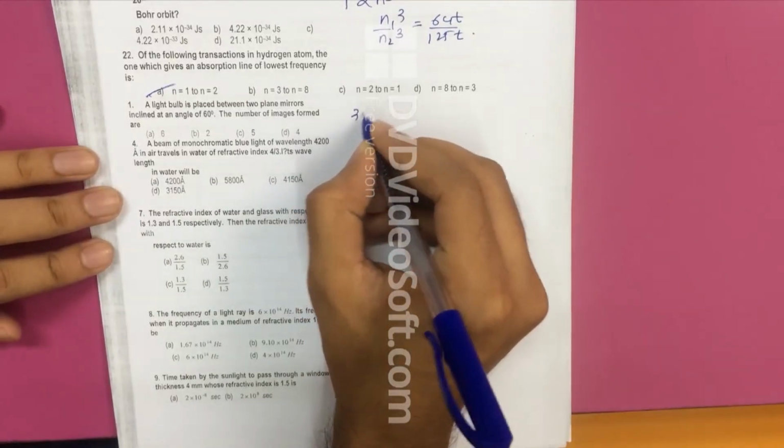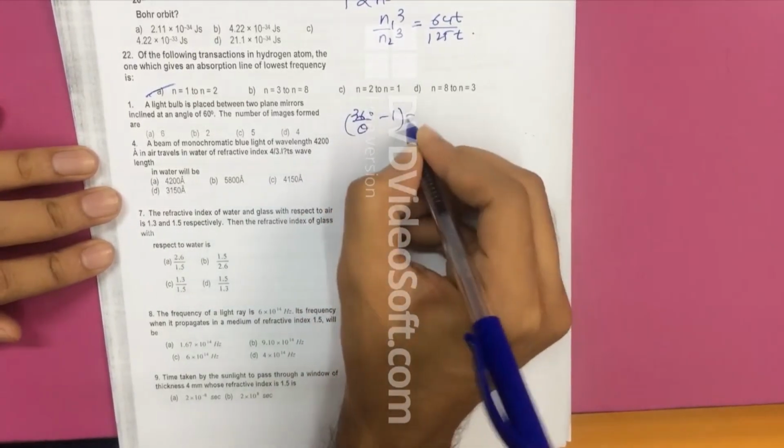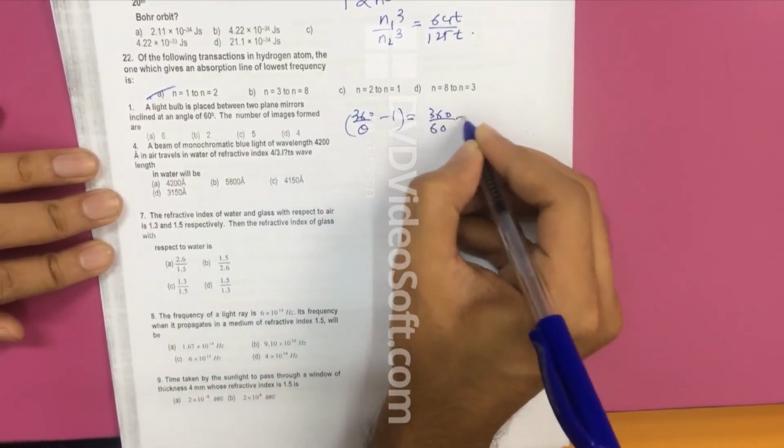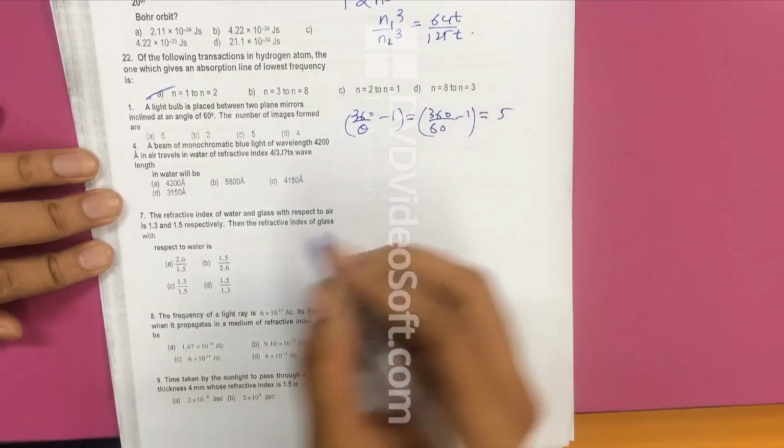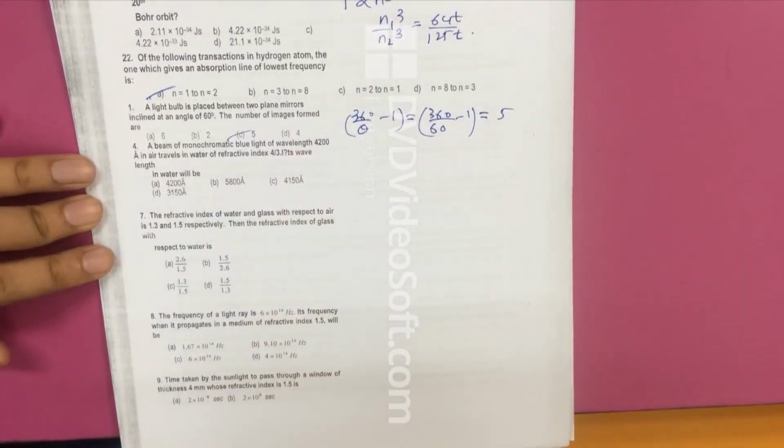Next question. A light bulb is placed between two plane mirrors inclined at an angle of 60 degrees. The number of images formed would be 360 by theta minus 1, which would be 360 by 60 minus 1, which would be 5 in this case. So option C is your right answer.